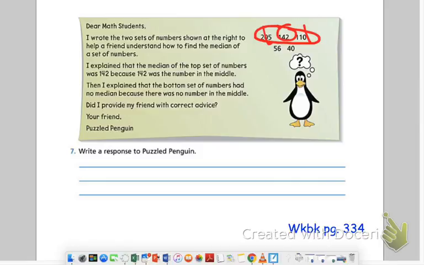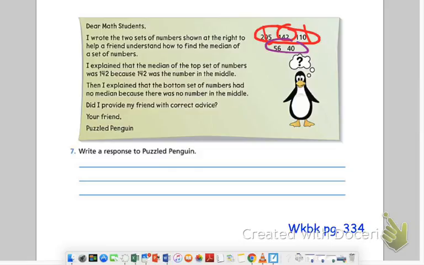Now let's look at the bottom set. The bottom set is an even number of numbers. We have 56 and 40. Well, yes, we can figure out the median of those. He says that we can't because there's no number in the middle. But remember, when you have an even set of numbers, the median is the mean of those two numbers.